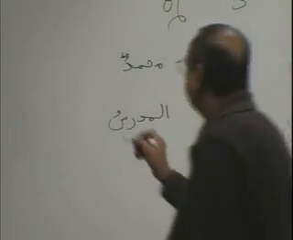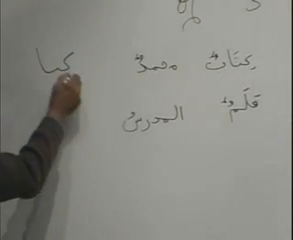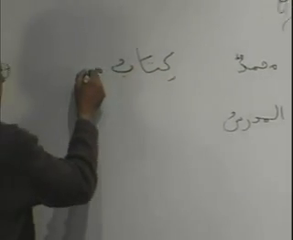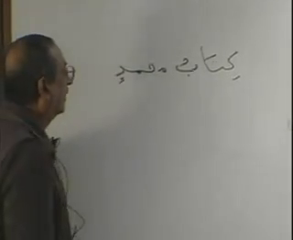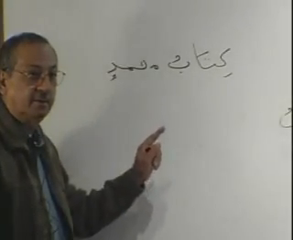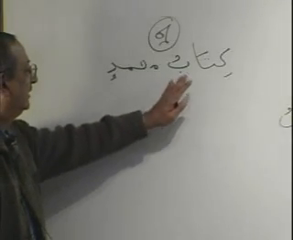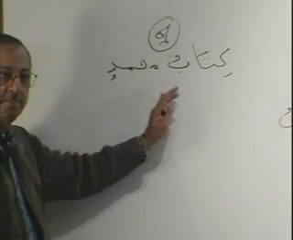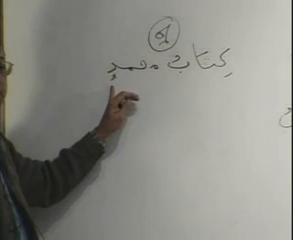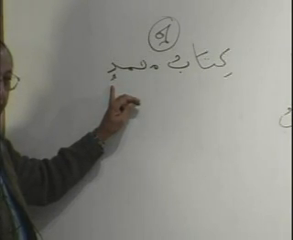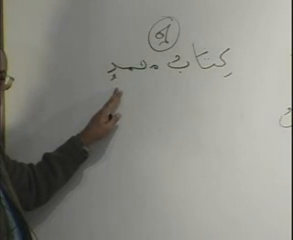How do I say book of Muhammad? Kitabu Muhammadin. Okay? Book of Muhammad. Of, brother, is understood. What makes me understand that? That I see the two nouns, and then one noun I see majroor. Are you with me? Is this majroor? Okay.